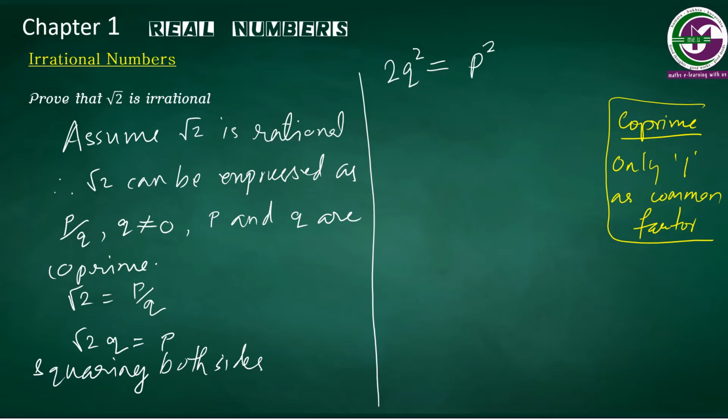And 2 times Q square, we know that it is a multiple of 2. So P square is a multiple of 2, right? So you can write 2 is a factor of P square, or you can write 2 divides P square. Both words you can use. So if 2 is a factor of P square, using the previous theorem, we can say that 2 is a factor of P.